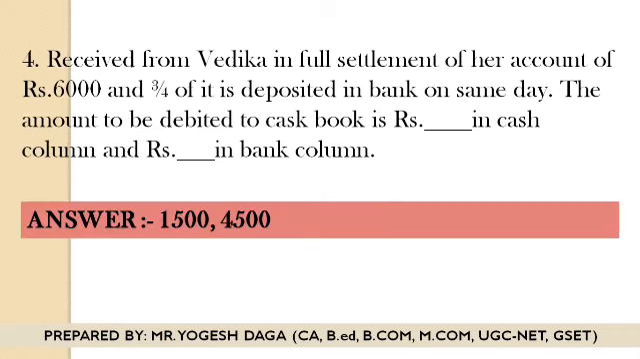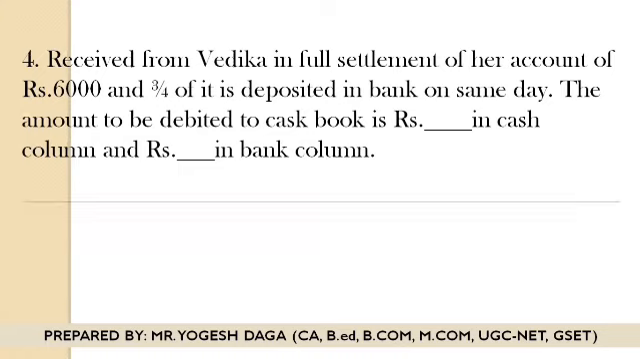So here is the answer. First, fill in the blanks. The answer is 1,500, because 1,500 will be deposited in cash, which will remain with us, and 4,500 we have deposited in the bank, so it will go in the bank column. Okay. So next question.